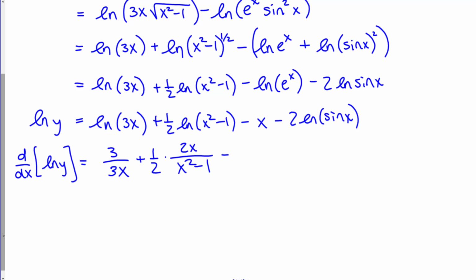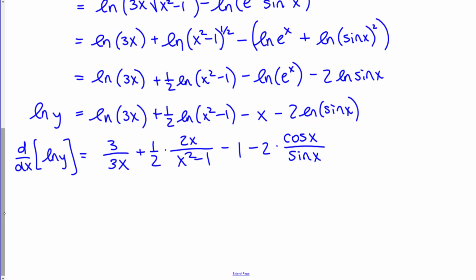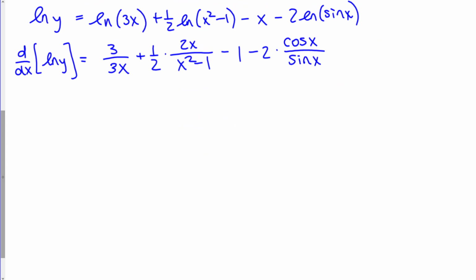The derivative of x is just 1, and the derivative of the natural log of sine x would be the derivative of sine x, which is cosine x, and then over sine x. Okay, now this left-hand side, I've got the derivative with respect to x of the natural log of y. If I'm differentiating a function of y with respect to x, then what I can do is use implicit differentiation, go ahead and differentiate it normally, but then multiply by the derivative of the inside part.